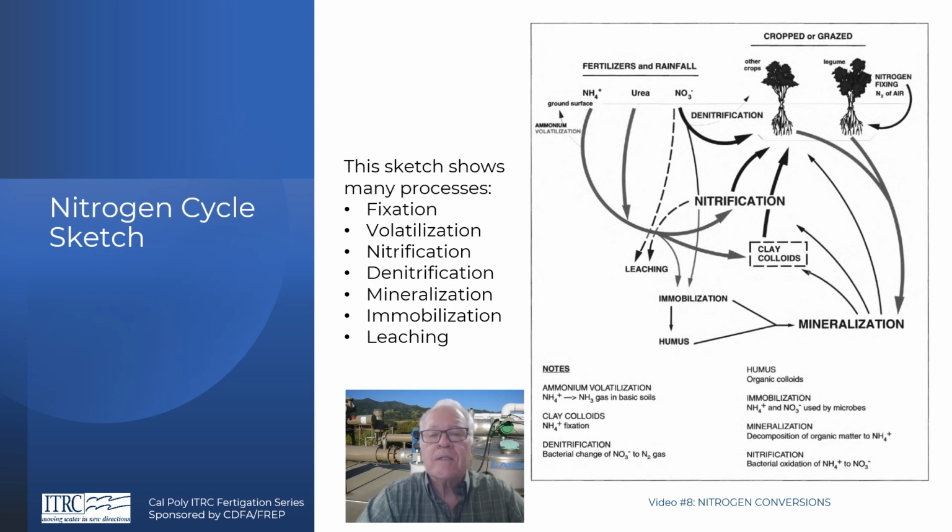And what you can see here is, let's just take a look at it. On the upper left-hand side, it says fertilizers and rainfall, and those are sources of various forms of nitrogen. Then on the upper right-hand side, there's cropped and grazed. There are various crops, and there's one in particular on the far right, called a legume, which I'll discuss. That's the only one that really fixes nitrogen from the air. Then down below, the nitrification and all that stuff has to do with what's down inside the soil. And if you notice, there's a lot of moving around and transformations. So I'll take care of these one at a time.